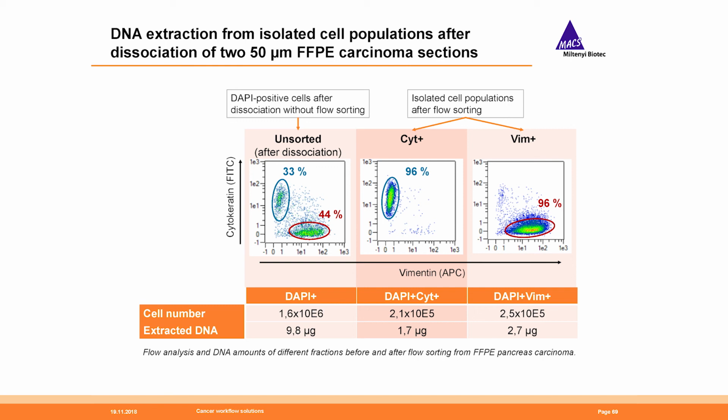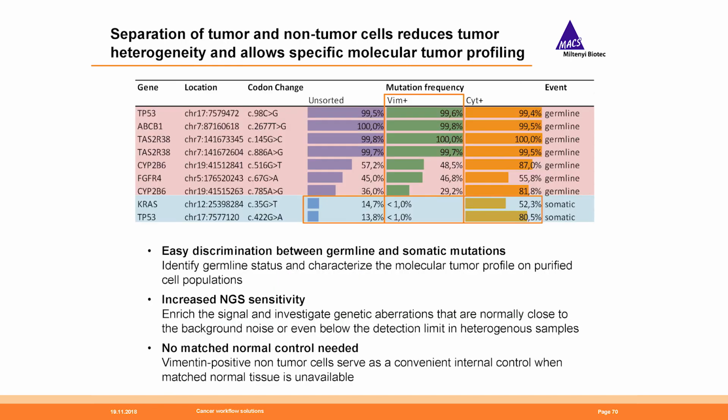But if you sort them, again, you're cleaning up your material. You're actually only concentrating on what you're interested in. And you get a nice positive population of these are tumor cells, these are non-tumor cells. Here just some numbers of how it actually works. And the advantage here is that, these are just some genes we picked out, where you can see it. You can easily discriminate, for example, germline mutations versus somatic mutations. This is something that just is very easily done. And also you increase the sensitivity, as I just mentioned before, because you're really getting rid of either the non-tumor or the tumor cells, depending on what you're looking for. You're really increasing your sensitivity of the NGS downstream.